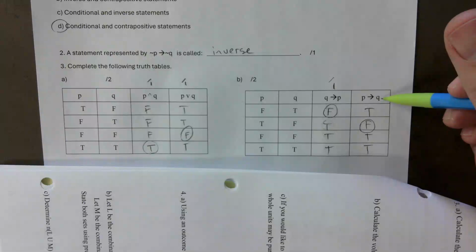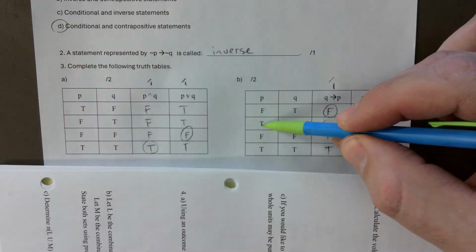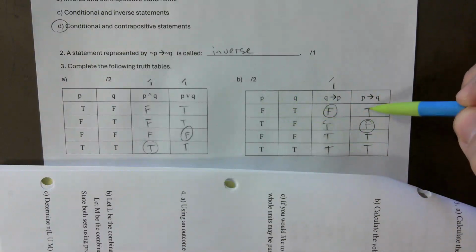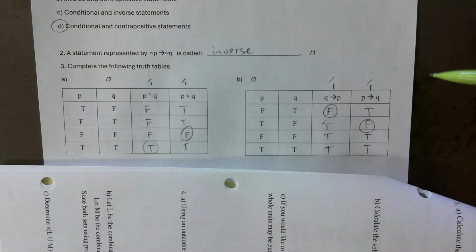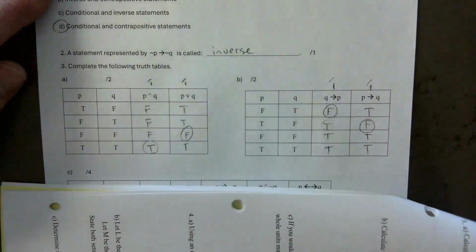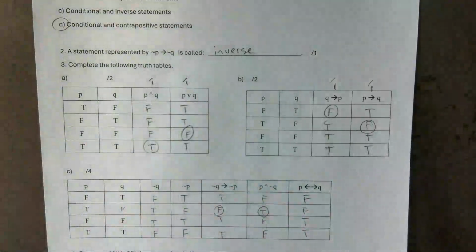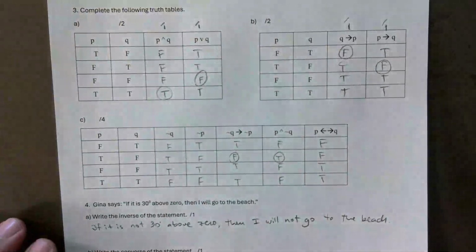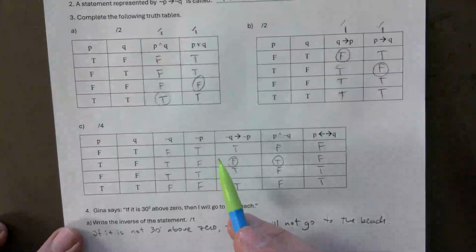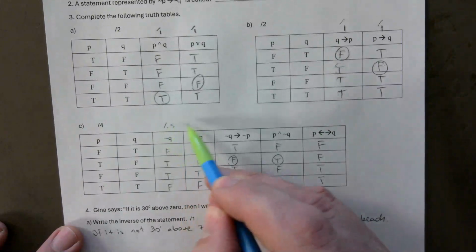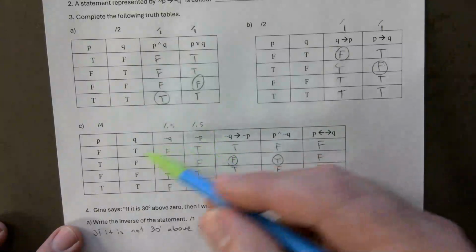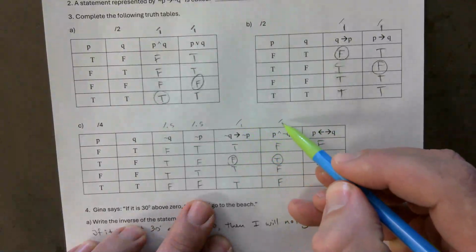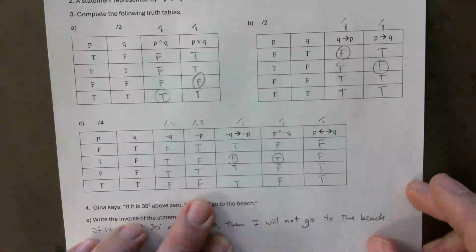P to Q, you look at this, going from true to false. If you go from P to Q, then this is false. Everything else is true. So that's your other mark there. And now it gets messy. But you get half for this, half for this, because it's really just changing the values before, and then I give you 1, 1, and 1.